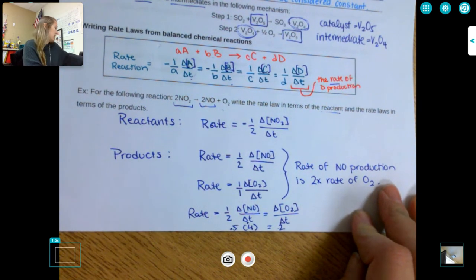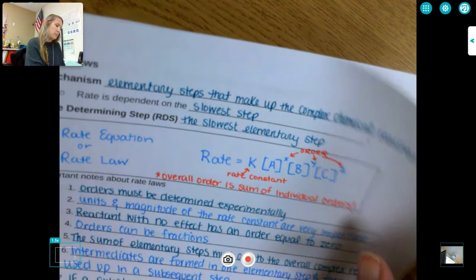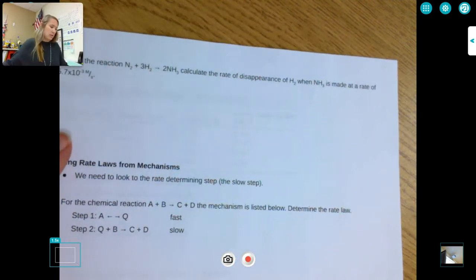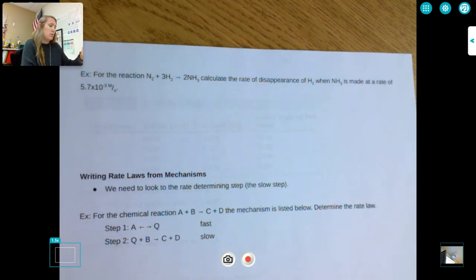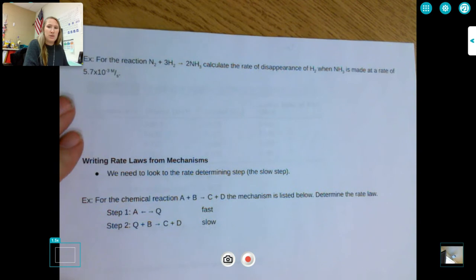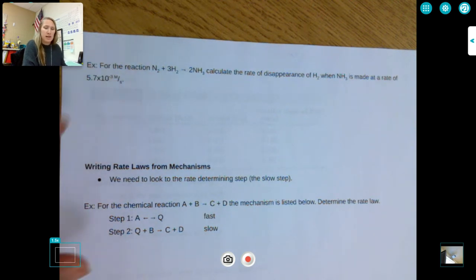All right. Let's do another example with some more numbers in it and less theoretical. All right. For a reaction, N2 + 3H2 makes ammonia 2NH3. Calculate the rate of disappearance of hydrogen when ammonia is made at a rate of 5.7 times 10 to negative 3. This is molarity per second. Remember, capital M in chemistry is molarity per second.